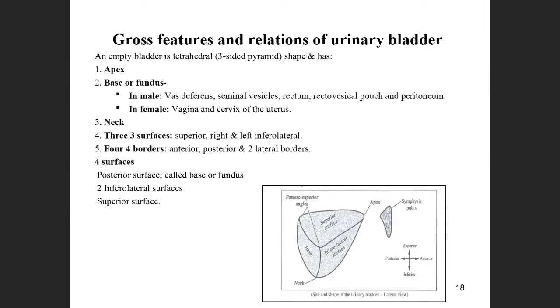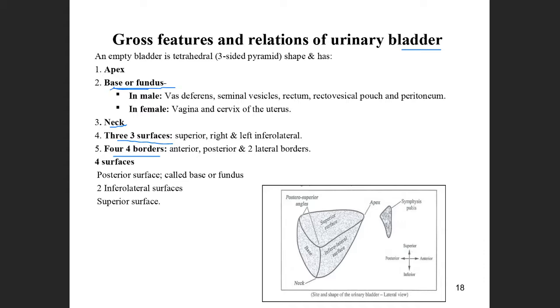Next, the relations. You should know the relations of the urinary bladder. So what are the relations? First, remember what the parts of the urinary bladder are. The parts of the urinary bladder are the apex, base or fundus, neck of the urinary bladder, the surfaces and the borders. The apex and the neck I will tell in the next slide. First we'll see the base of the urinary bladder.